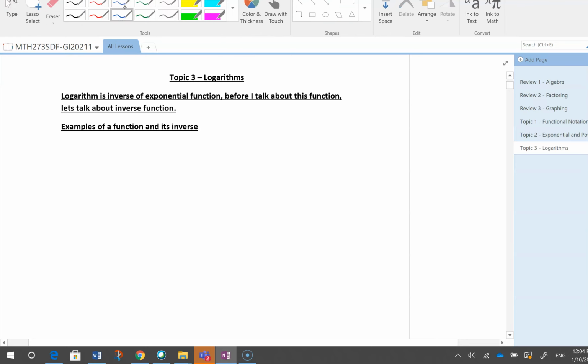Okay, so here this is logarithm, about logarithm. Logarithm is the inverse of the exponential function, which you saw in topic 2. So before I start, I would like to talk about a function and inverse function.